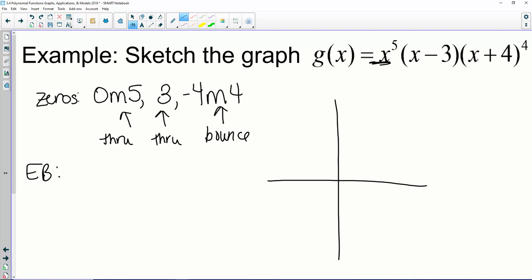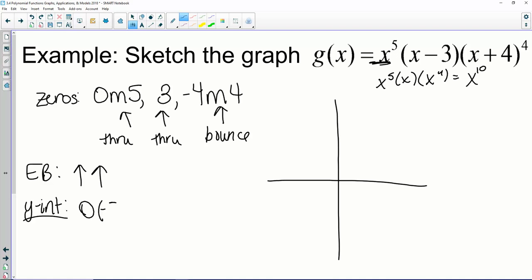End behavior, okay, we have x to the 5th times x to the 4th. So overall, that's x to the 10th. Even looks like a parabola, so up, up. The y-intercept, if you put in 0 for all of your x's, you get 0 to the 5th times -3 times 4 to the 4th. But 0 times anything is 0. Okay, so we hit the x-axis at 0, 3, and -4.